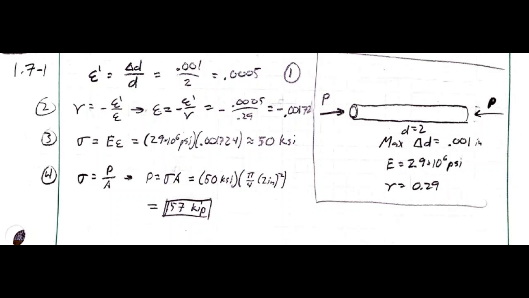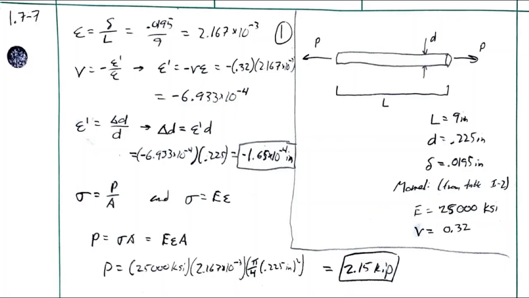And then in the last line, the definition of stress is a force over an area. We know stress, we know area because we know the diameter, so we just want to find the load P, or the force, which is the same thing. And so solving for P, we find that P was 157 kips, which stands for kilopounds, or 1,000 pounds. And it's as simple as that.